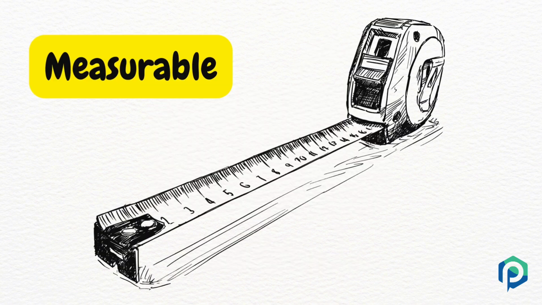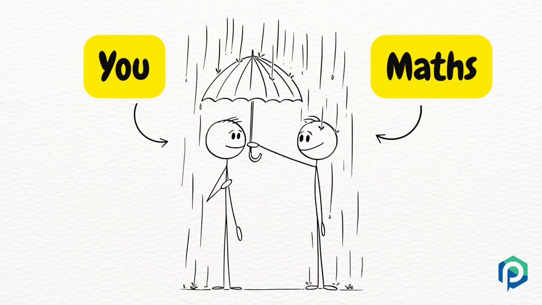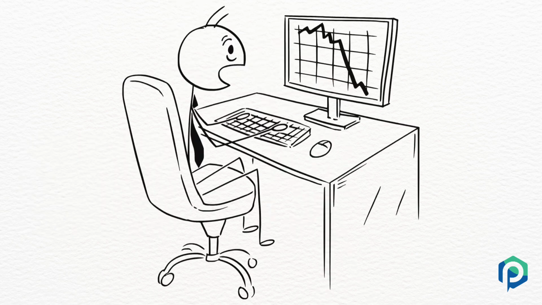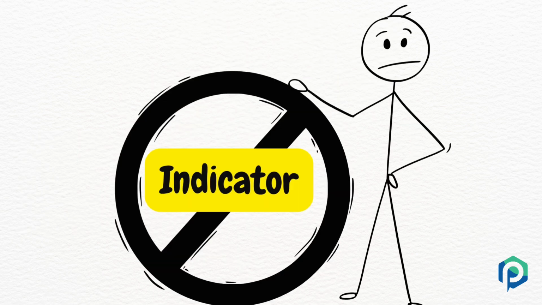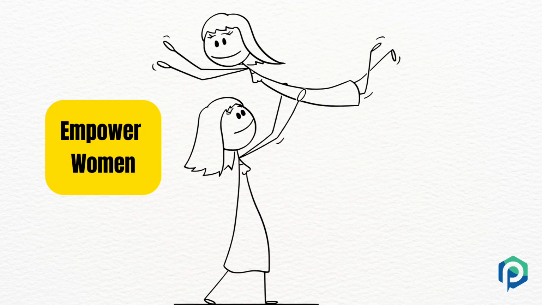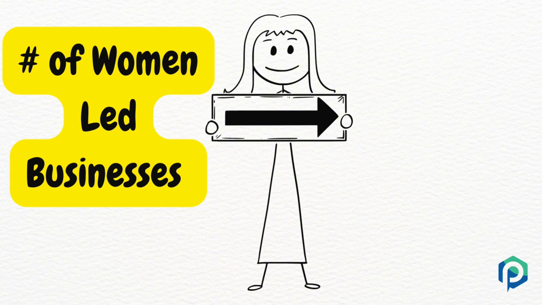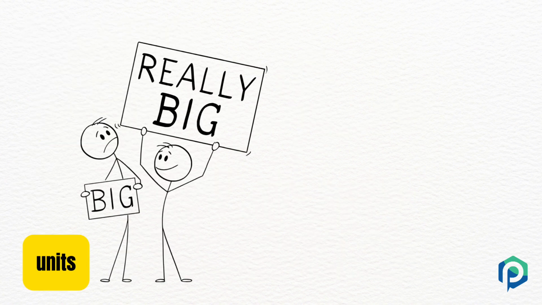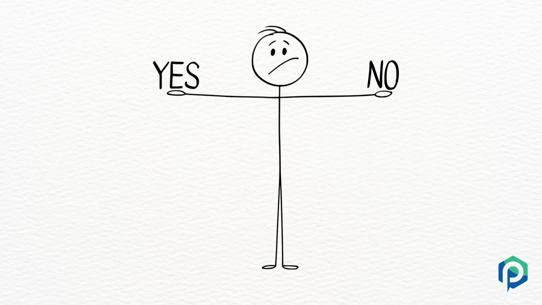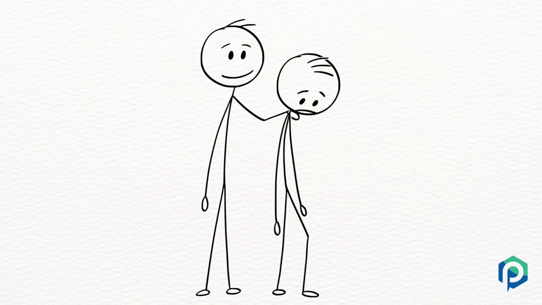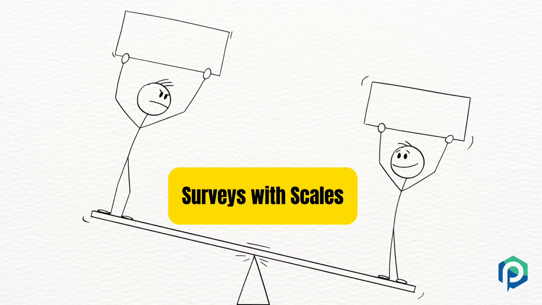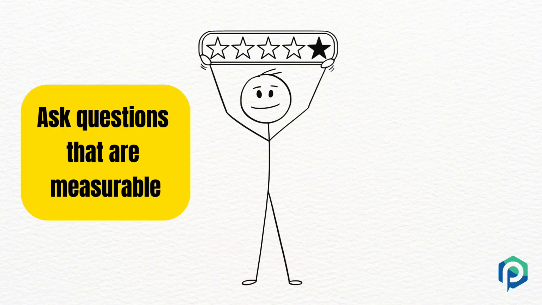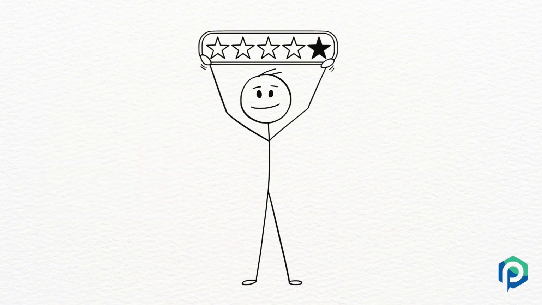Step 2, make it measurable. Math is your friend. If you can't count it, graph it, or slap it on a dashboard, it's not an indicator. It's a vibe. Instead of empower women, measure number of women-led small businesses earning over $100 per month. Use units, percentages, or yes, no outcomes. And if you're tracking feelings, awareness, use surveys with scales. Rate your confidence from 1 to 10 beats, do you feel better? I don't know.